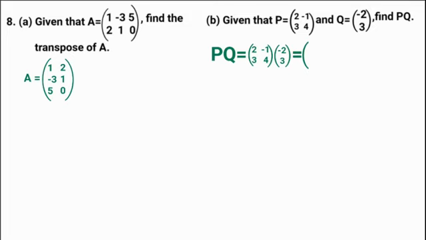So we're going to multiply 2 by -2, then the product of this will be added to -1 multiplied by 3. Then we come to the second row, which is 3, 4, which means we are multiplying a row by a column. So we're going to multiply 3 by -2 plus 4 by 3.